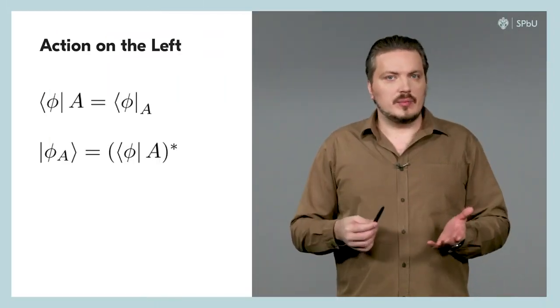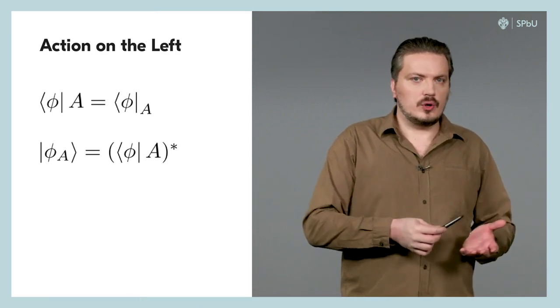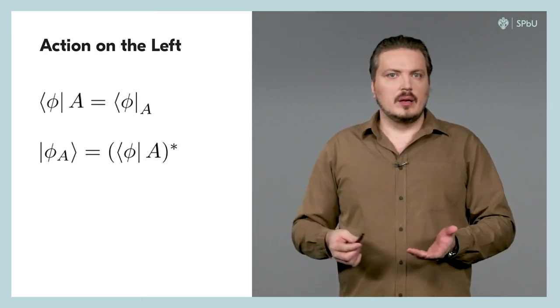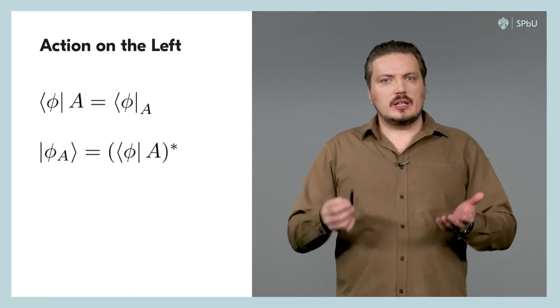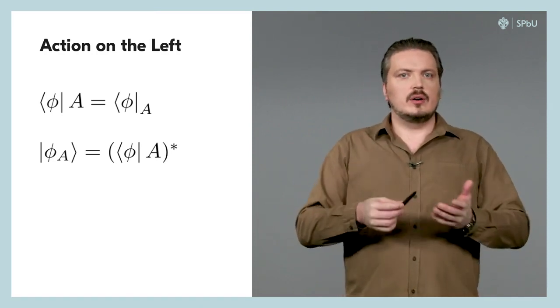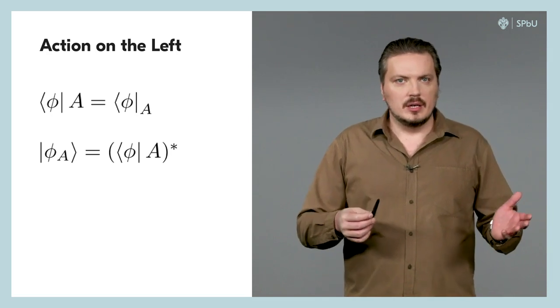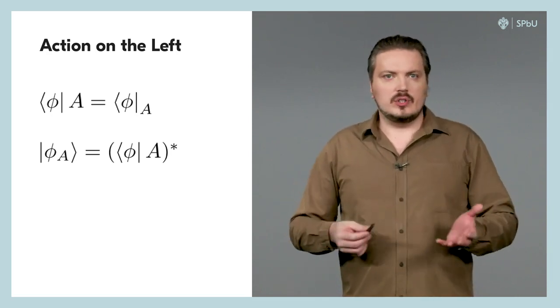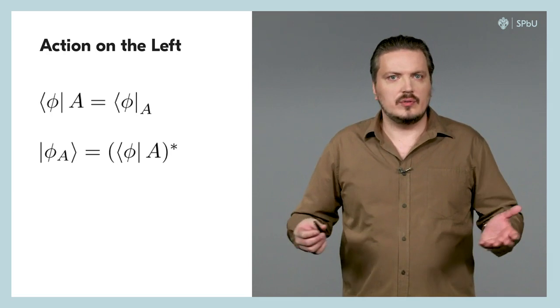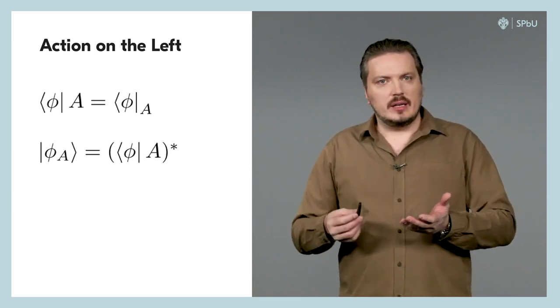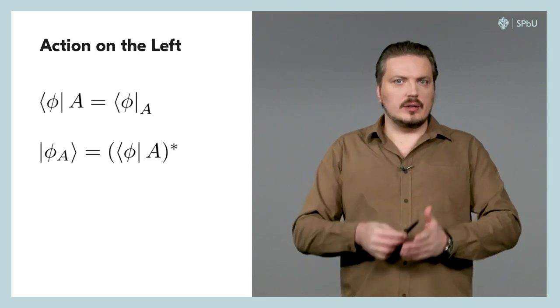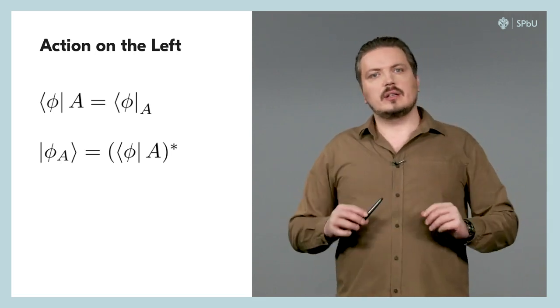This operation, the construction of a vector rho from another vector rho, with the help of some operator, is called the action of the operator on the left. So with any bra, which means any linear functional from the conjugate space, we can apply this operator A, like this, on the left, to construct another bra.